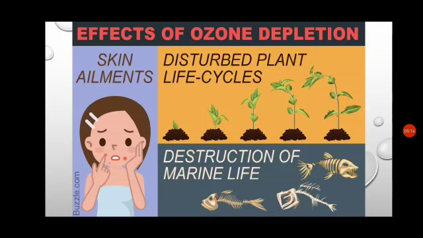Ozone depletion does not affect only human beings, but it can also disturb plant life cycles as well as destroy marine life. On the skin, it can cause many types of cancers and other diseases of the skin, and it can affect the eyes as well. Plants are also disturbed by this ozone depletion, as UV rays come directly from the sun and are absorbed by humans, animals, plants and others.